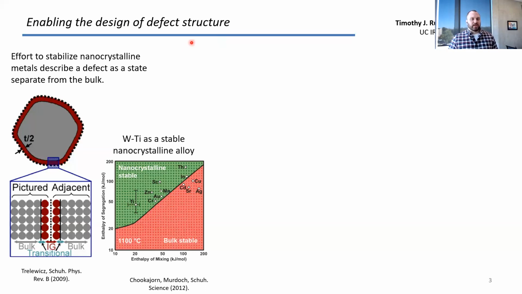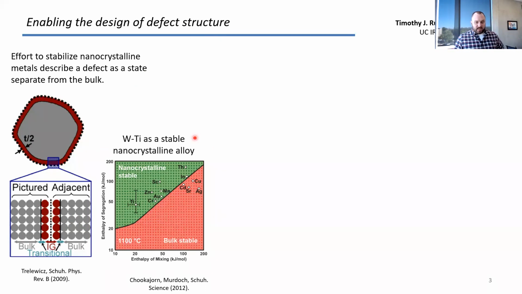The real key innovation here is the idea that not just the phases, but also the defect structures can be treated as separate thermodynamic entities. So if you think of a grain and grain boundary combination system, you can think about what the thermodynamic parameters are that describe the grain interior and also the grain boundary itself. Using these types of tools, people have been successful in finding stable nanocrystalline alloys.